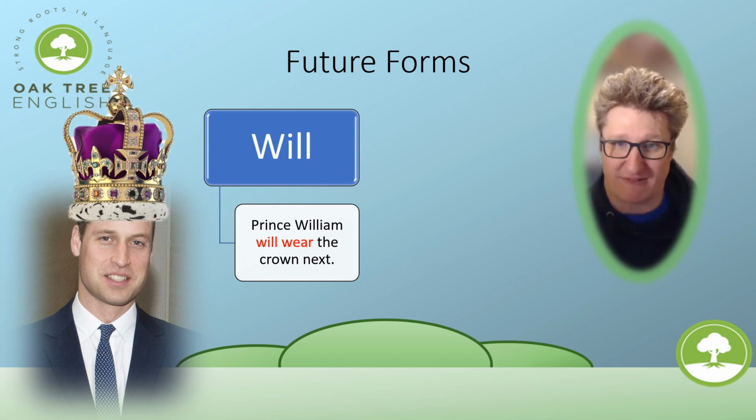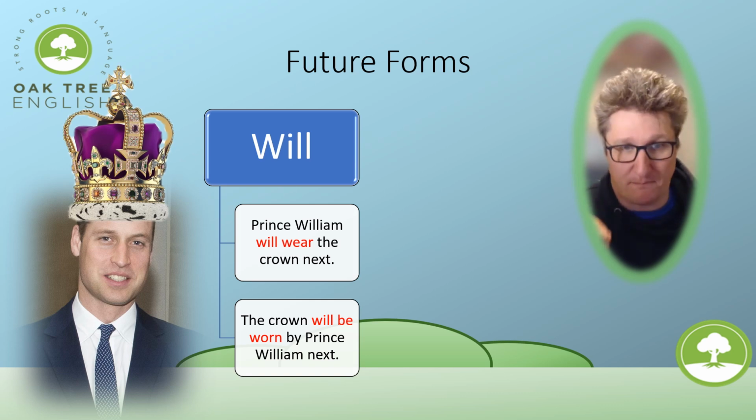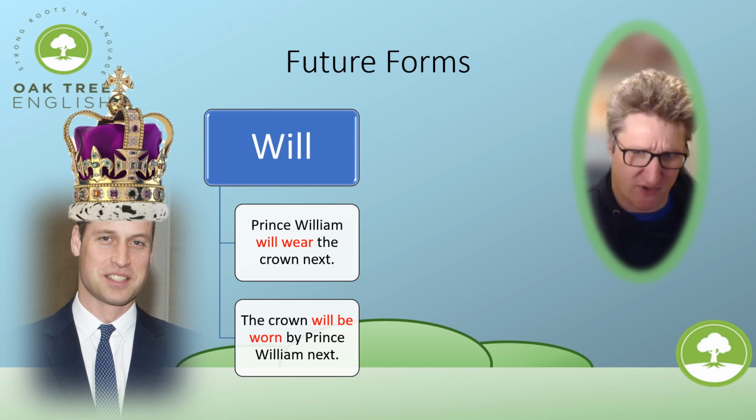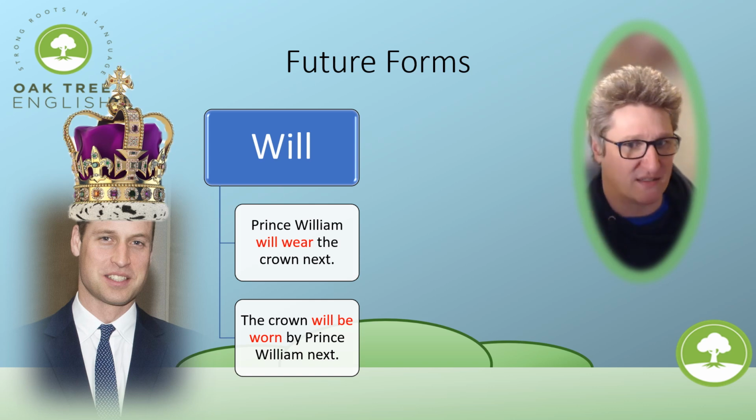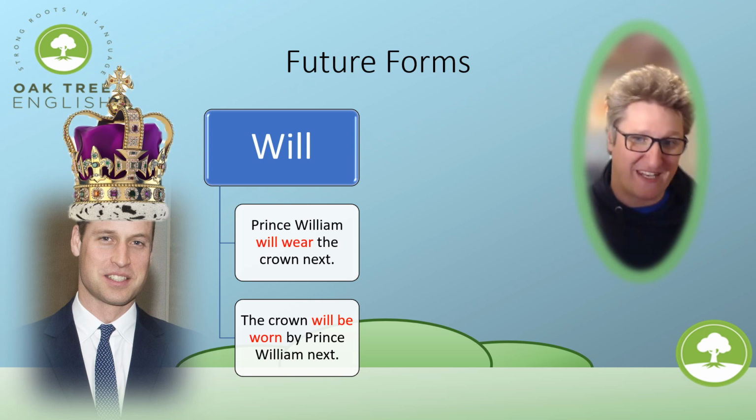Now, if we put that into the passive voice, we're going to need to shove a be in, aren't we? So, the crown will be worn by Prince William next. Look at what verbs have changed. The auxiliary, the will auxiliary, which is a modal auxiliary, not that you need to know that, hasn't changed. However, a modal auxiliary like will, must, might, can, is always followed by an infinitive.